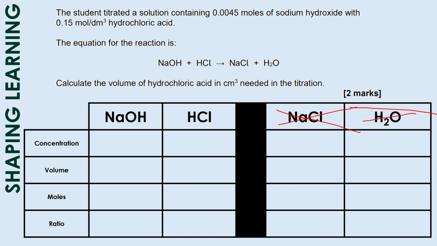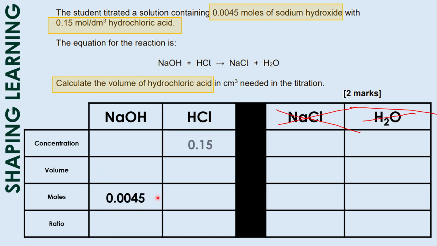So in terms of how to work this out, first, what have I been given? Well, I've been given the number of moles of sodium hydroxide, 0.0045, and I've been given the concentration of hydrochloric acid, 0.15. I'm trying to work out the volume of hydrochloric acid. The first thing I should do after I've got the number of moles is go to the ratio. My ratio is 1 sodium hydroxide to 1 hydrochloric acid. I get my ratio from the chemical equation.